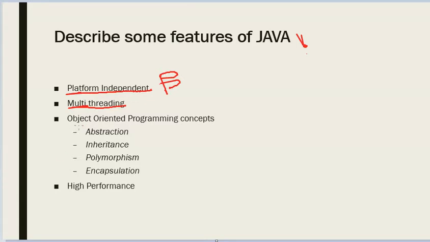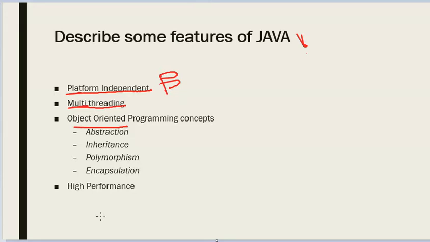Next is that Java is object-oriented. Java is based on these object-oriented programming concepts. So, everything in Java is an object. You know that an object is an instance of a class. In a class, we define, same kind of behaviors we can group together in a class. That's what a class is.